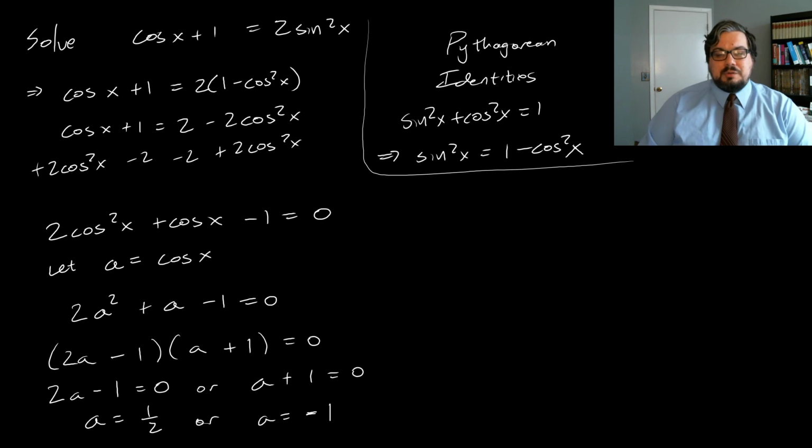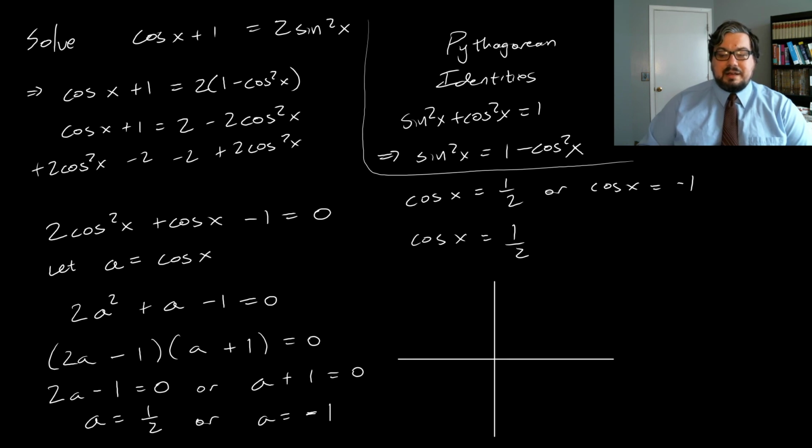So now we've got 2 possibilities, either cosine x equals 1/2 or cosine x equals negative 1. Let's handle each one of these separately. So for cosine x equals 1/2, we'll do this the same way that we did before. We will sketch out a couple of triangles in quadrant 1 and quadrant 4 because we're looking for a positive cosine, and cosine is positive in those quadrants.